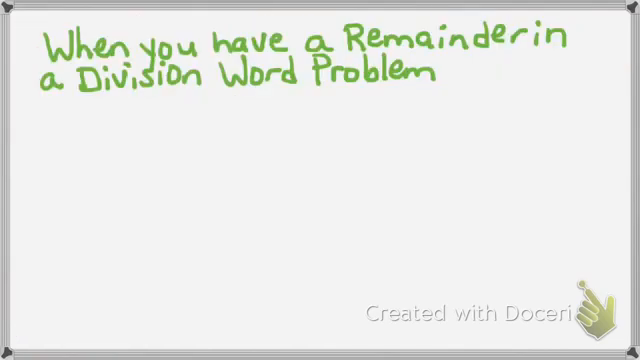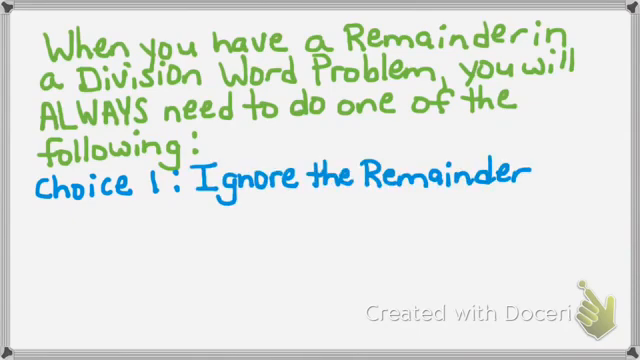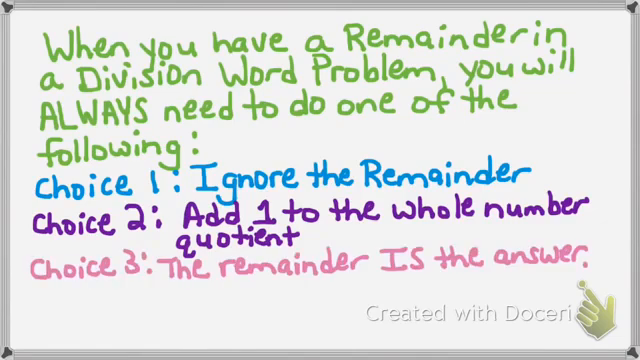When you have a remainder in a division word problem, you have 4 choices, and you'll always need to do one of the following. Choice 1, you may need to ignore the remainder and just go with the whole number answer. Choice 2, you may need to include what the remainder is, so you would need to add 1 to the whole number quotient or answer. Choice 3, sometimes the remainder is the answer. If they only want to know what's left over, that's the remainder, so that would be the only answer.